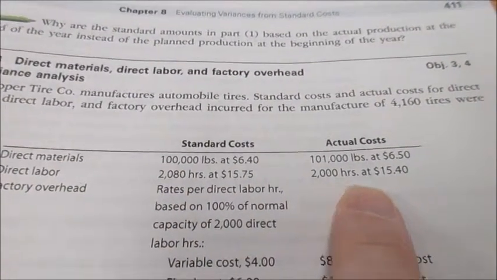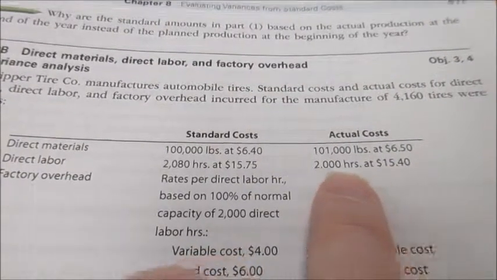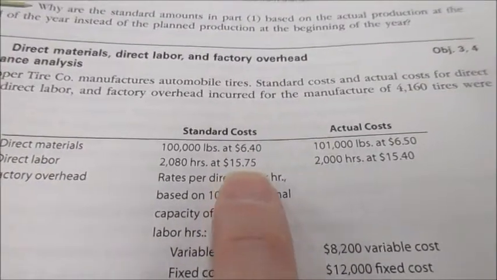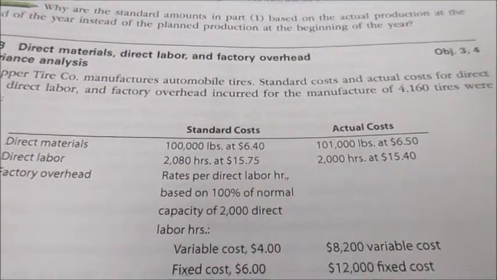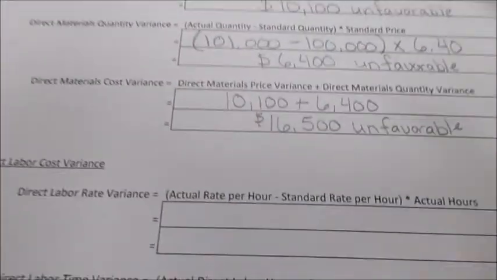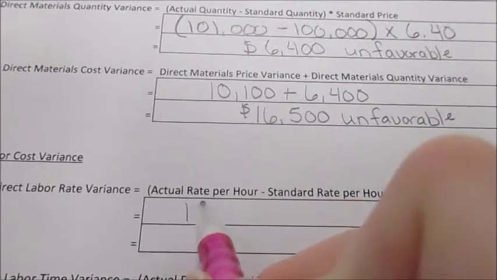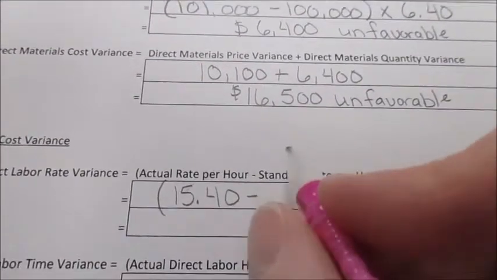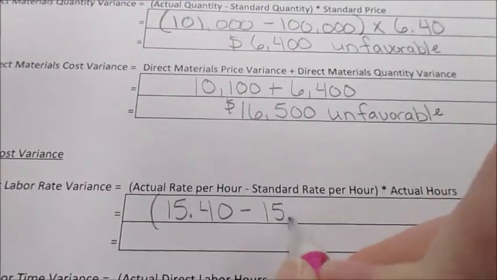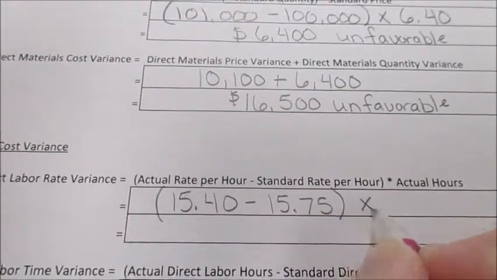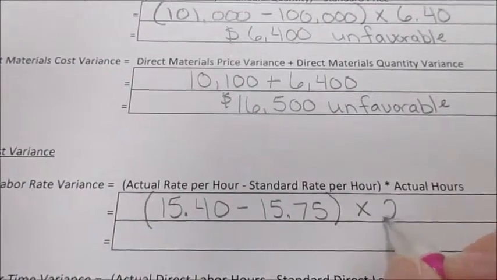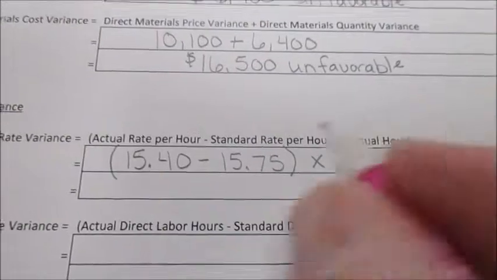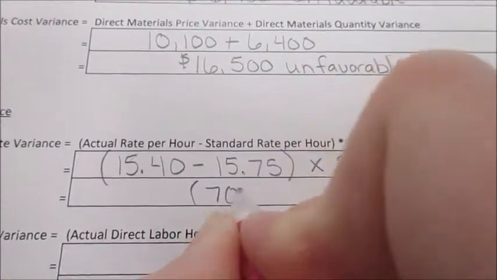So we need our actual rate per hour, which was $15.40. Our standard rate per hour was $15.75, and our actual hours was 2,000. So we're going to take those numbers and plug them in here. Actual rate per hour was $15.40, minus our standard rate per hour was $15.75, times the actual hours we used, which was 2,000. We multiply all of that out, and we're going to get a negative 700.